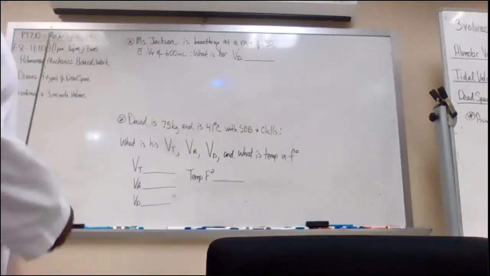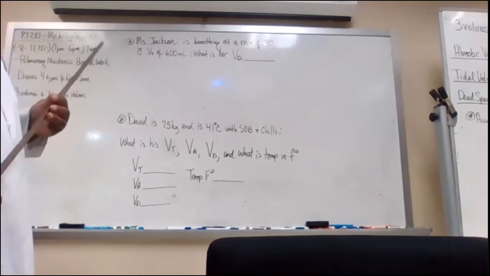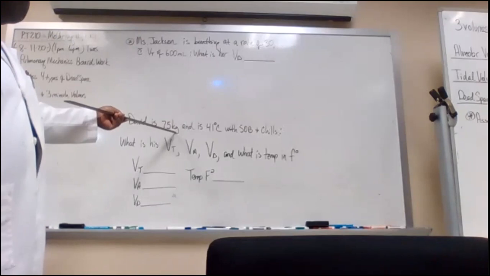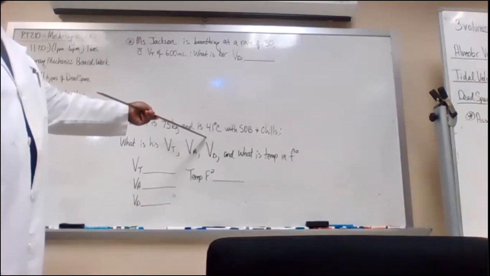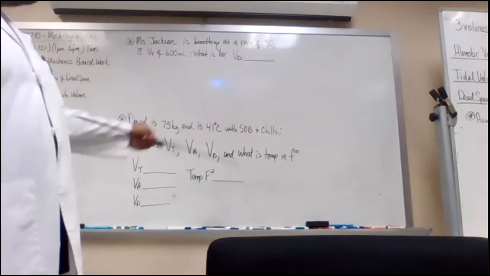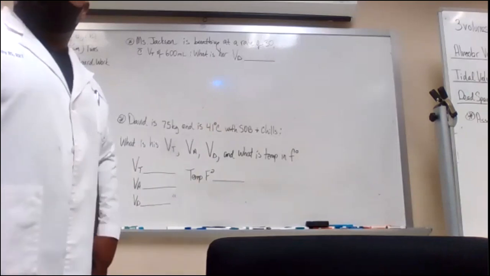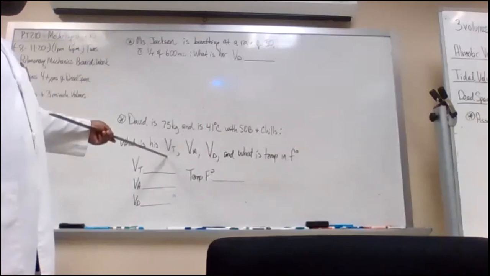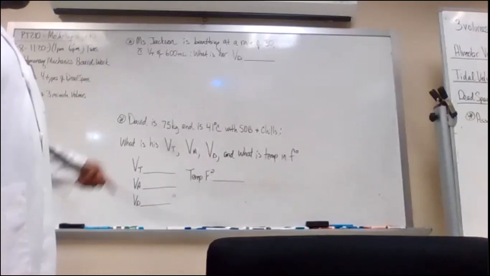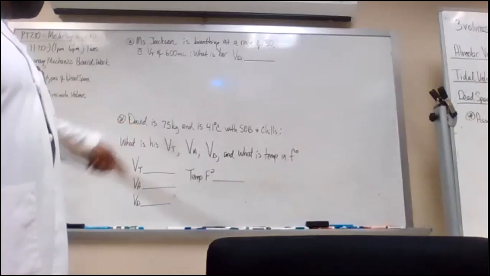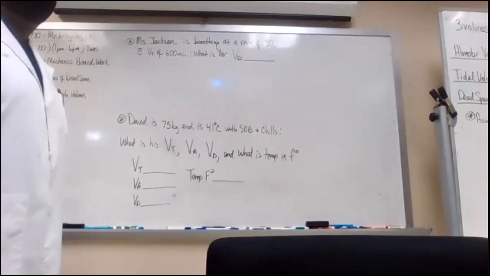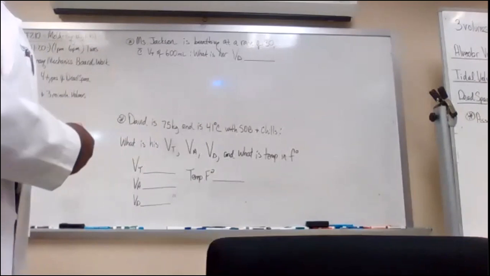All right, number 2. David is 75 kilograms. He has a temp of 41 degrees Celsius. He's short of breath and has the chills, okay? His tidal volume is what? His alveolar volume is what? And his dead space volume is what? Based on what you are given.